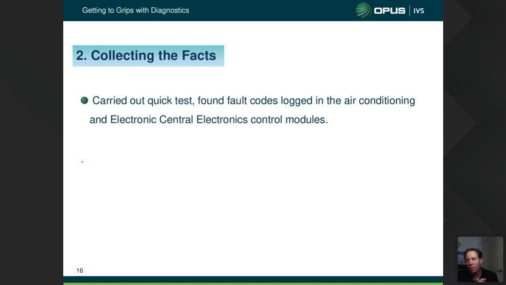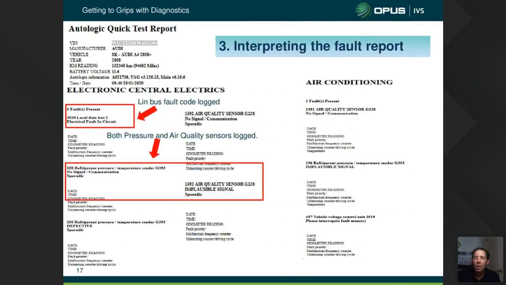We've carried out collecting the facts. We've done a quick test, and we've got some fault codes there. So we should have a look and see what they are. Okay, so here's the quick test report. Hopefully you can actually see this. Electronics central electrics module, so that's basically a body control module. There's a present fault, local data bus 3 electrical fault in circuit.